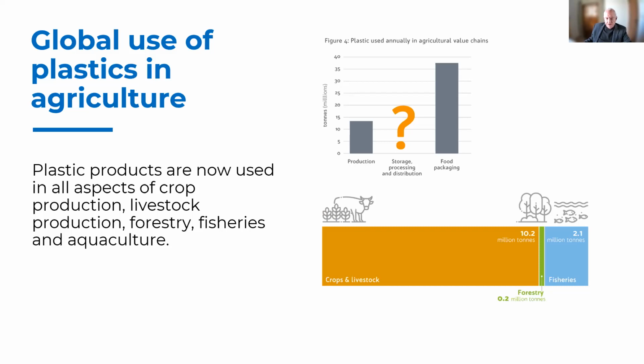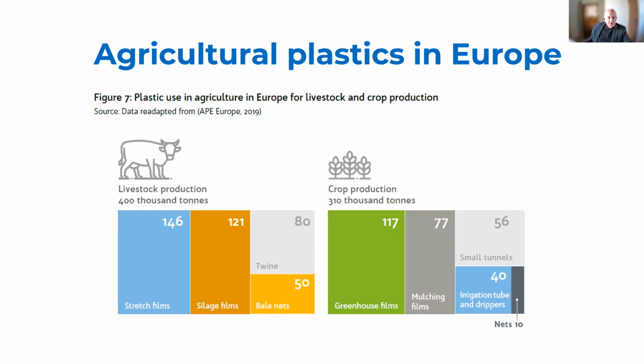Crop production and livestock sectors are the largest users, accounting for just over 10 million tons per year, followed by fisheries and aquaculture with 2.1 million tons, and forestry at 0.2 million tons. These are also indicative of the annual quantities that become waste or leak into the environment. European terrestrial agriculture generates approximately 700 tons of plastic waste each year. The majority are films used in silage production, either as bale wrap or clamp covers, greenhouse films, tunnels, and for mulching.